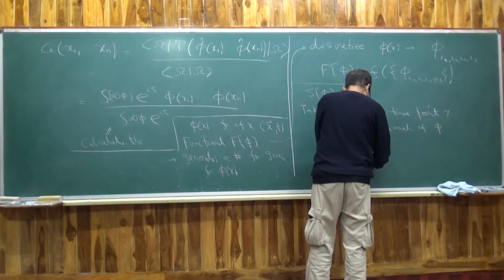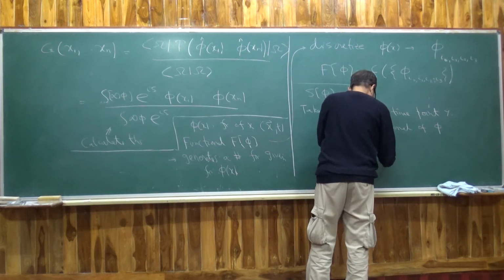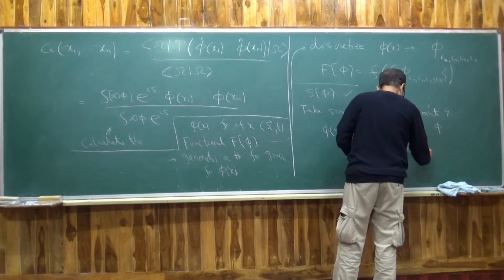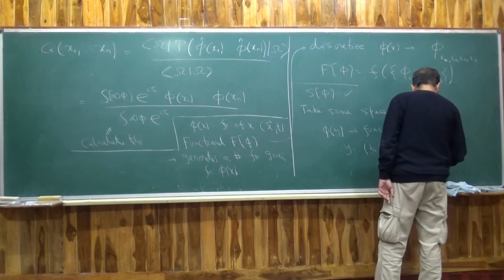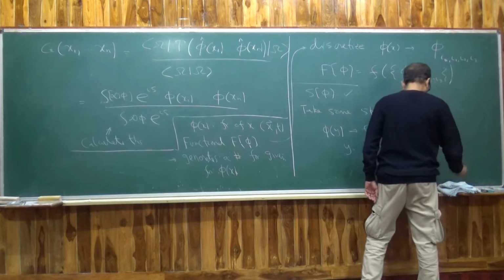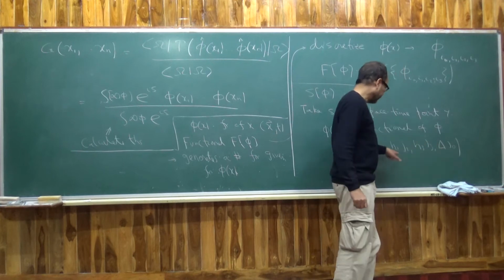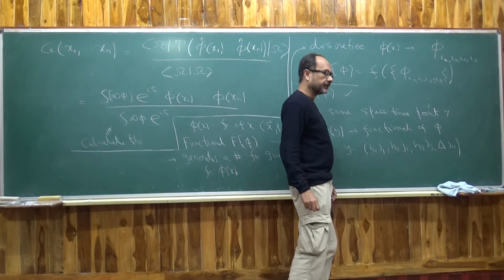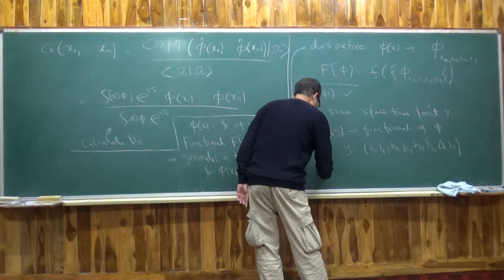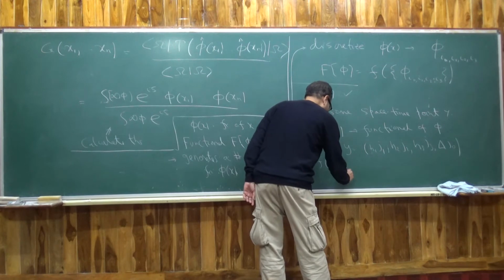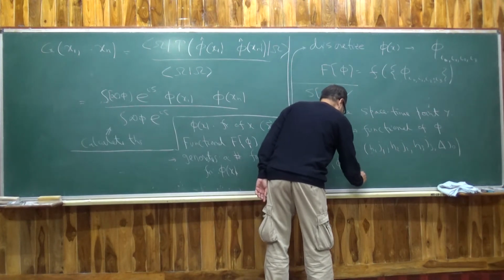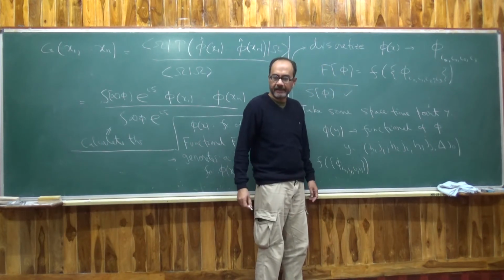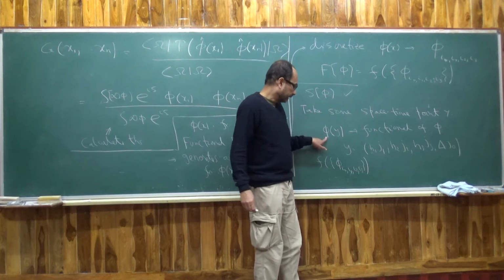So x is h1 j1, h2 j2, h3 j3, and delta j0. This is the time coordinate of y and these are the space coordinates of y. So if you are given y to be this, then what is f? Now it should be an ordinary function, right? This is supposed to be some function of all these variables. So what is this function?